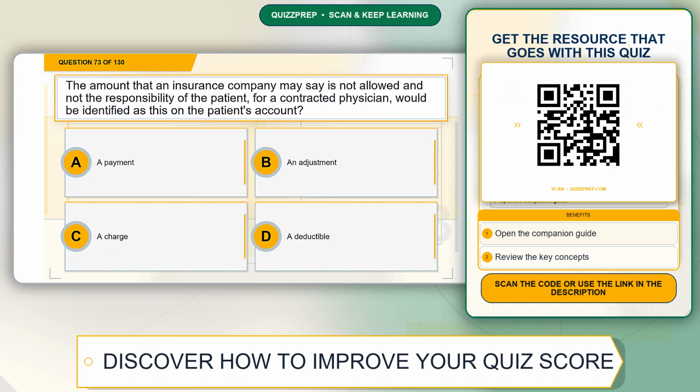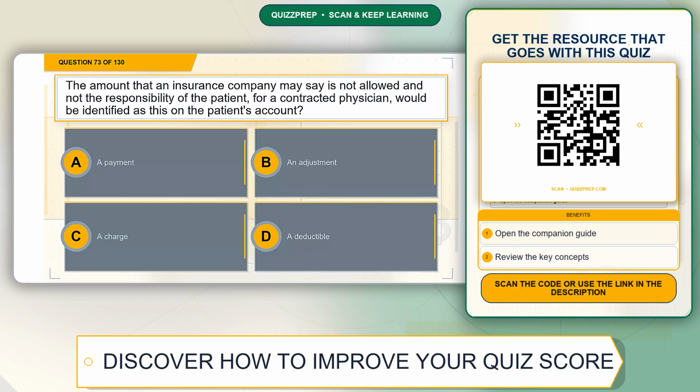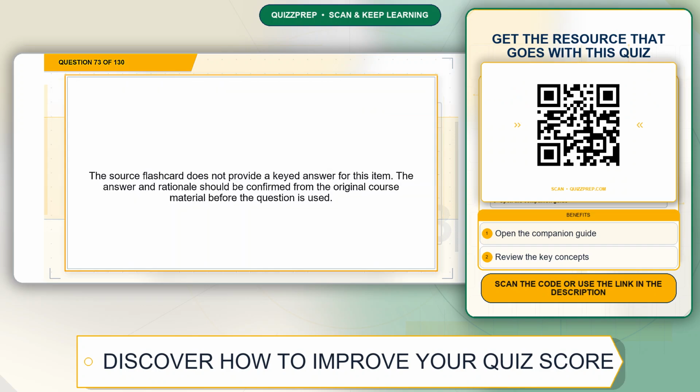Question 73. The amount that an insurance company may say is not allowed and not the responsibility of the patient, for a contracted physician, would be identified as this on the patient's account. Option A, a payment. Option B, an adjustment. Option C, a charge. Option D, a deductible. The correct answer is now shown. Explanation. The source flashcard does not provide a keyed answer for this item. The answer and rationale should be confirmed from the original course material before the question is used.